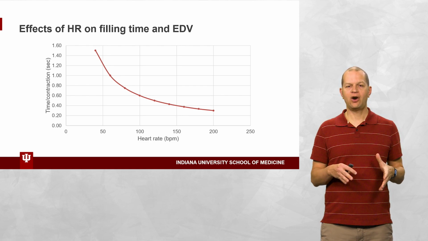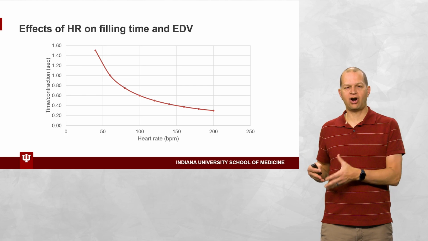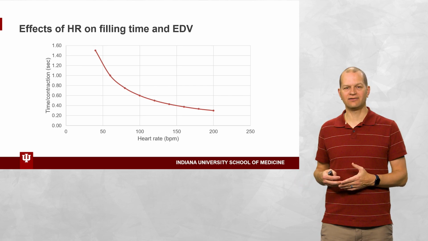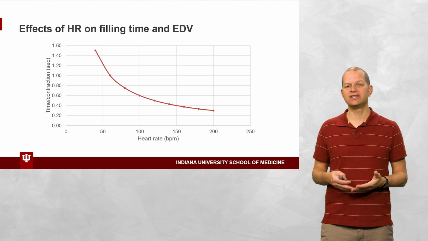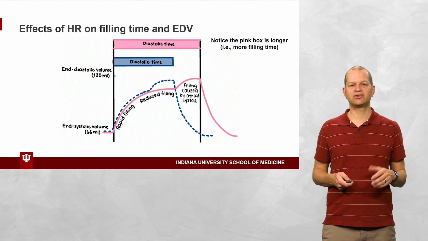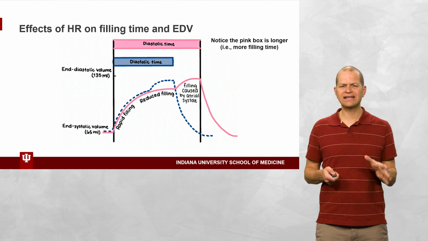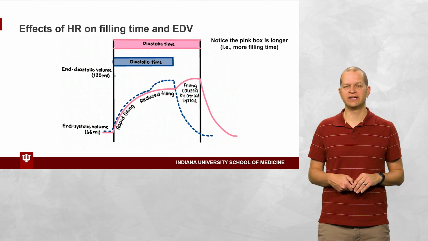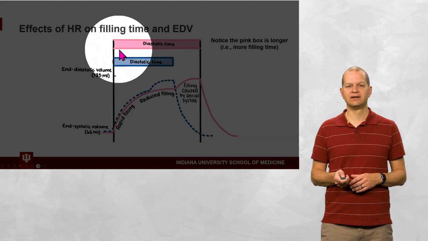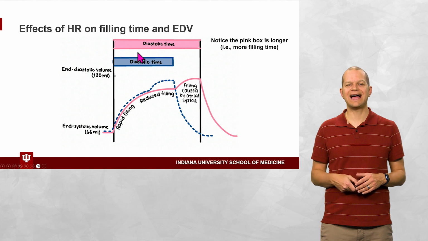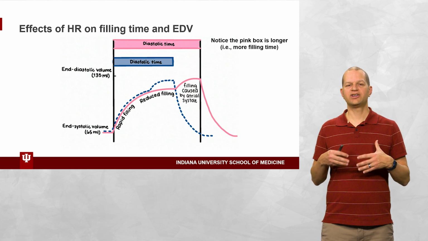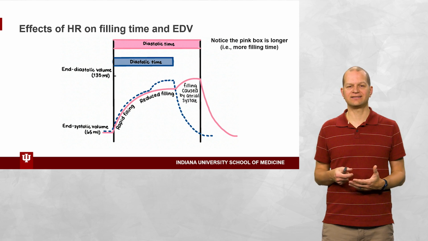Heart rate will affect how long your heart has to fill up, and it will affect something called end diastolic volume, which is the amount of blood in your heart prior to contraction. We've got this figure to try and show it. We're going to get into this more throughout this unit, but the big thing I want you to focus on are these boxes up here. We have what's called diastolic time, or the time your heart is relaxing. This is when your heart fills up.